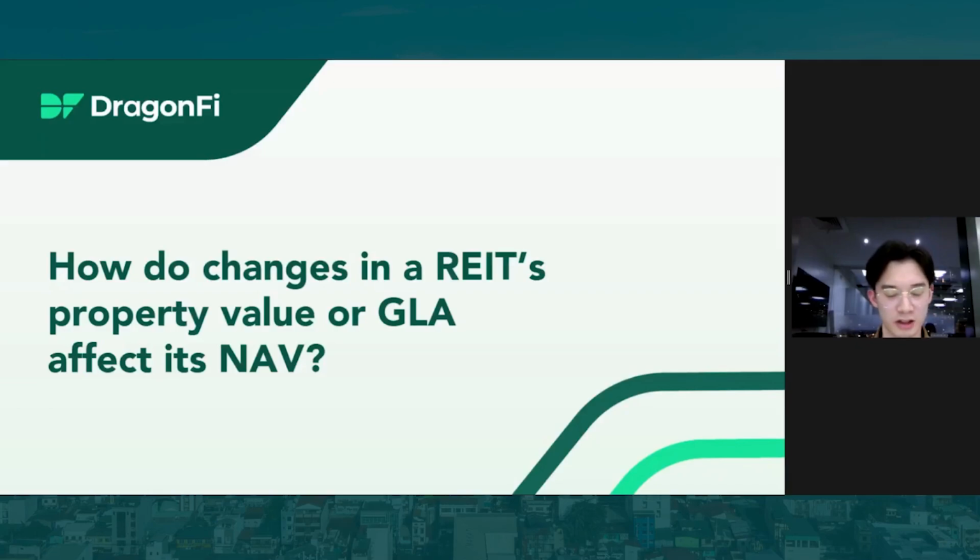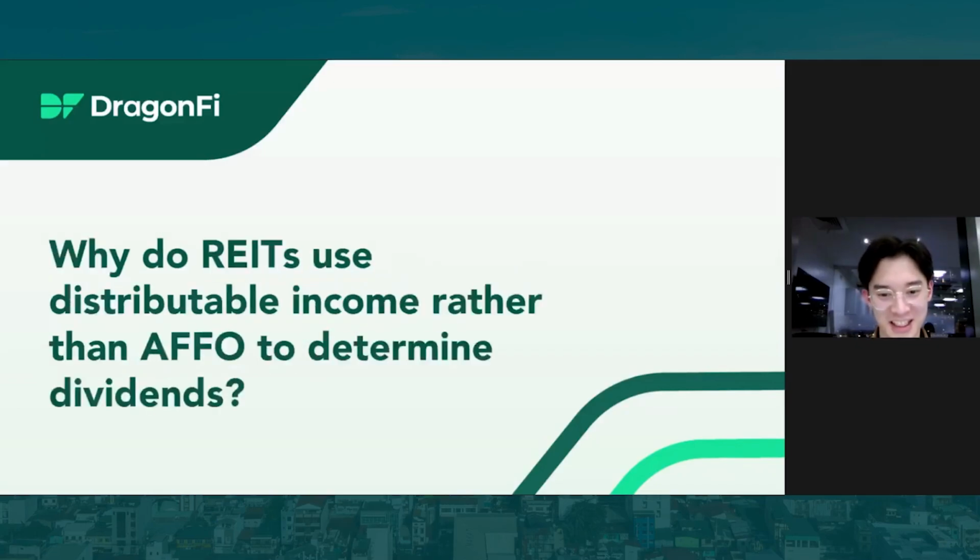Next slide. Next question. So why do REITs use distributable income rather than AFFO to determine its dividends? For this one, because distributable income is defined and mandated by the REIT law, ensuring a standardized approach for REITs. Because as mentioned earlier, AFFO and FFO is not standardized or governed by any accounting principles.